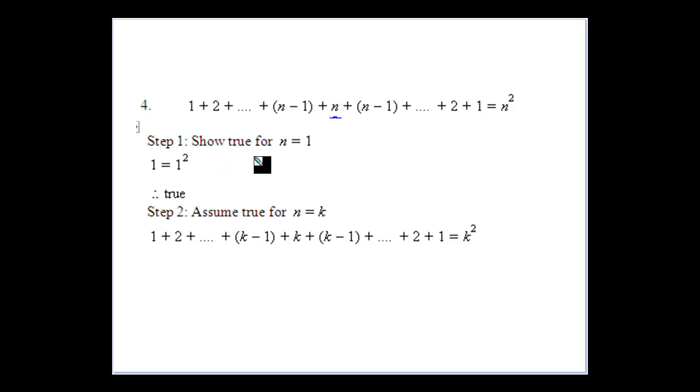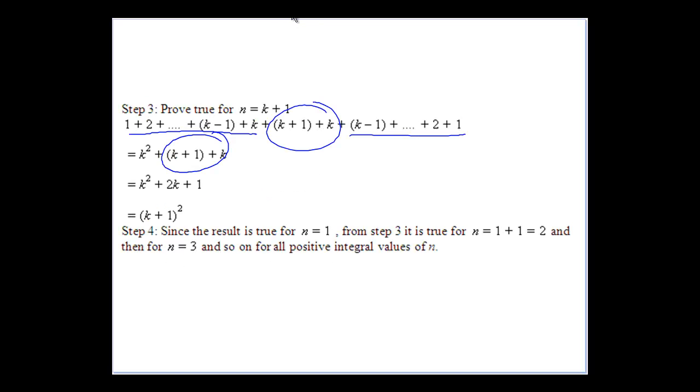So show it's true for n is equal to 1. Well, if n is equal to 1, there's only the one term, so 1 is equal to 1 squared. That's true. So if we're assuming it's true for n is equal to k, then we sum the consecutive integers up to a point k, and then we sum the decreasing consecutive integers back to 1, and that would be equal to k squared. Remember, everyone's got 2 terms except for k, which is important in the next point, because what we're required to prove is that it's going to be equal to k plus 1 all squared.